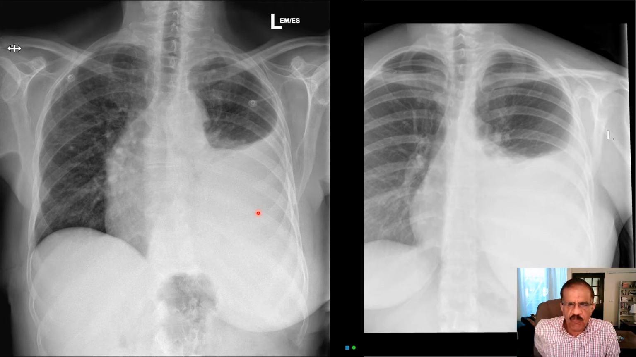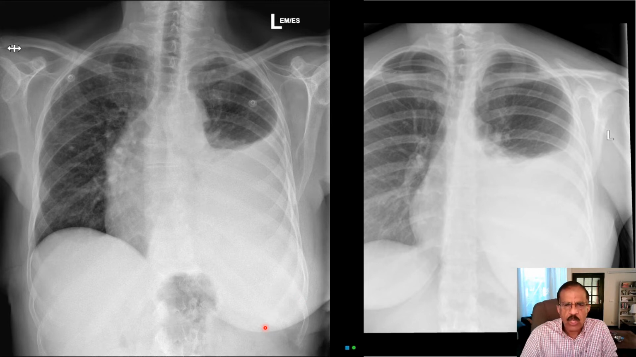Now, one discussion which is relevant here, these types of opacities are caused by three pathologies. One, pleural effusion. Two, pneumonia. Three, atelectasis. Primary atelectasis, when there is blockade of a bronchus and the lung collapses. There is a secondary type of atelectasis also when it occurs after pneumothorax. We are not going to discuss that at the moment, but the primary atelectasis.